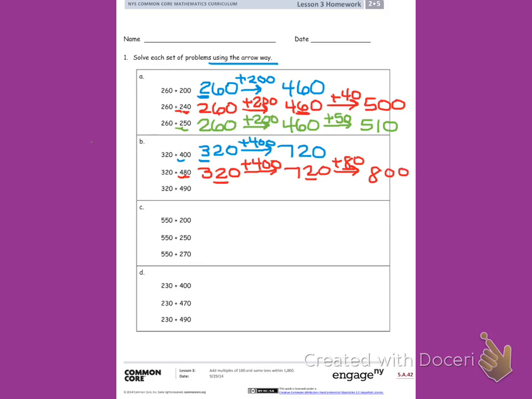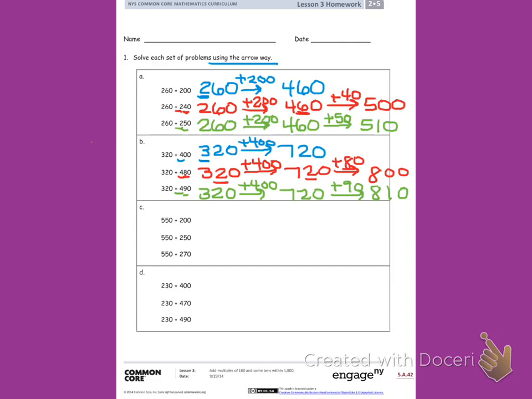Now the last problem. 320 plus 490. Again, we have 320. Look at the number in the hundreds place. That's 4. 4 groups of 100 is 400. We already know that that makes 720. Now it says 9 groups of 10. So we have to add 9 groups of 10, or 90. Now, if you look at the problem above, we know that 720 plus 80 is 800. Well, 90 is only 10 more than that, so that makes 810.